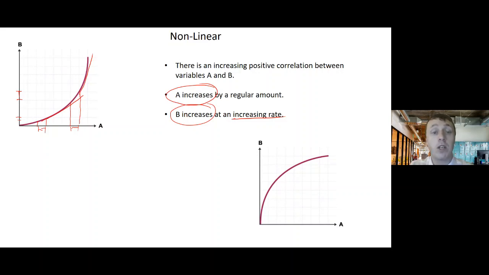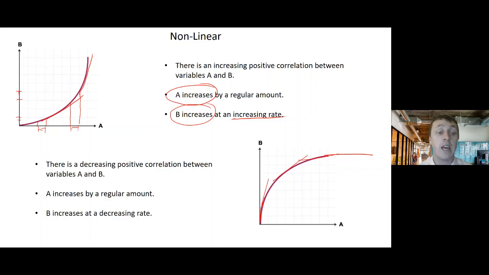Use that same logic to the bottom graph. What we see is it is initially quite steep, but as A gets bigger, the steepness, that slope, is getting smaller and smaller, and it might even level off. So here, the steepness, that slope, is decreasing. So what we would say here is that as A increases, B increases at a decreasing rate.